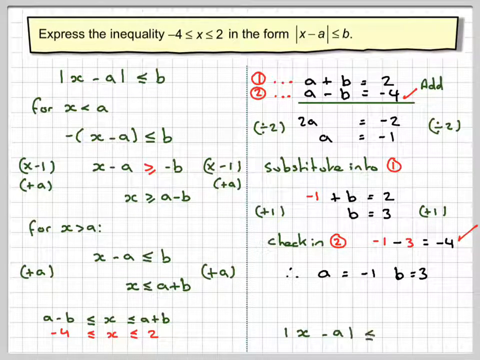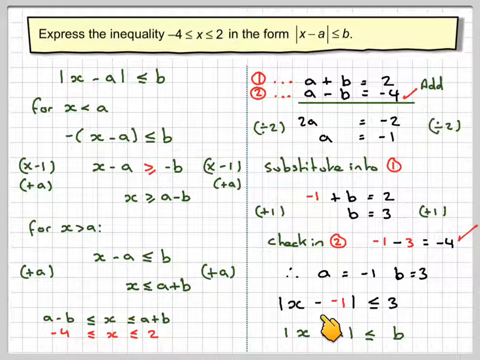So we had to write it as the absolute value of x − a is less than or equal to b. So we're going to have |x − (−1)|, because a is equal to −1, is less than or equal to 3. That gives the absolute value of x + 1 is less than or equal to 3. If you solve that inequality, you will get back to this answer here.